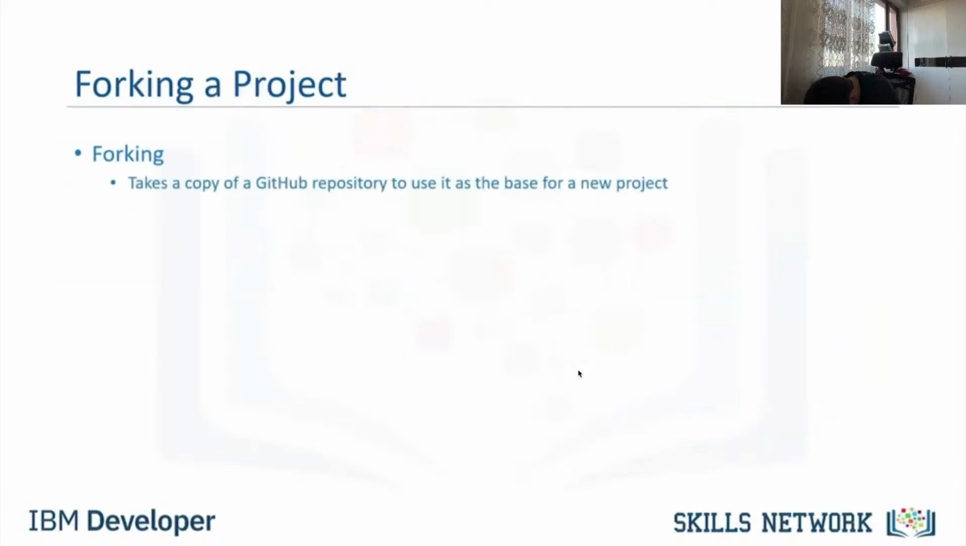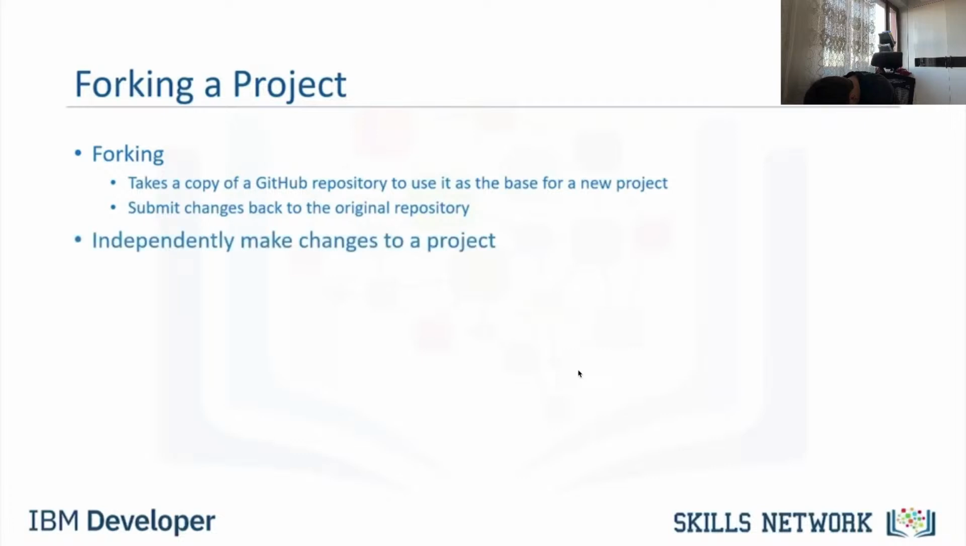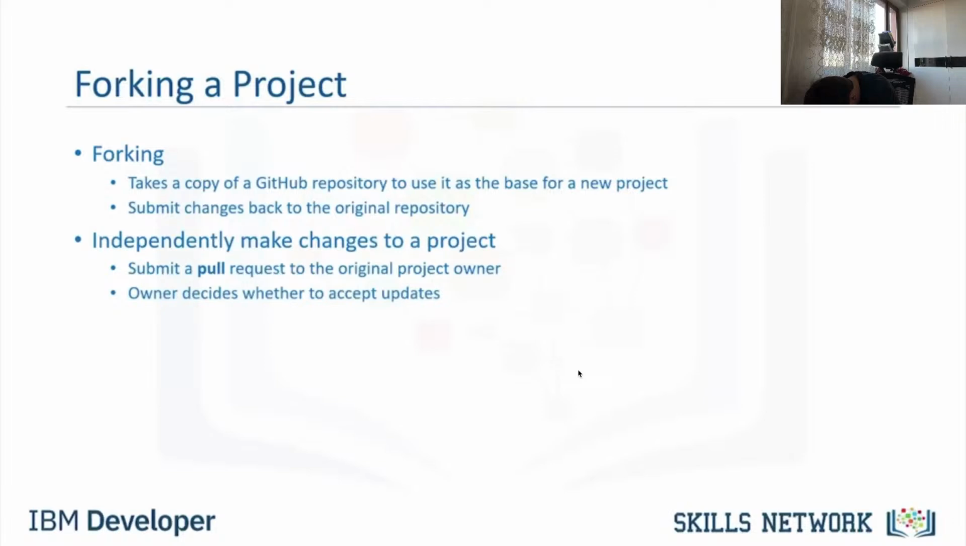Forking is used to take a copy of a GitHub repository and use it as the base for a new project. You can also use forking to submit back changes into the original repository. This is also used to independently make changes to a project. In that instance, when you are satisfied with your changes, submit a pull request to the original project owner. They can decide whether or not to accept your changes.